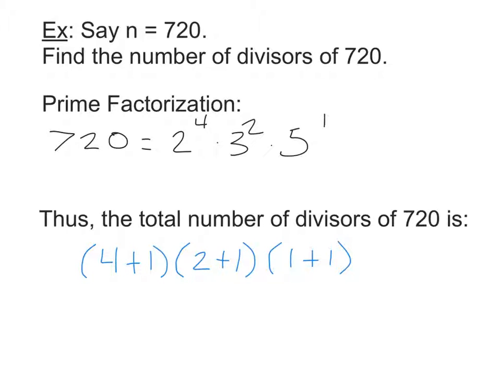So if we go back to our previous statement, we identified that our a, b, and c, our exponents, are going to be 4, 2, and 1, and we simply plug those in respectively. Now if we go ahead and simplify, 5 times 3 times 2, you can see that that's going to get us 30. You can manually find the number of divisors of 720, but as you can see, this process is much simpler and saves us a lot of time. Therefore, the number of divisors of 720 is indeed 30.